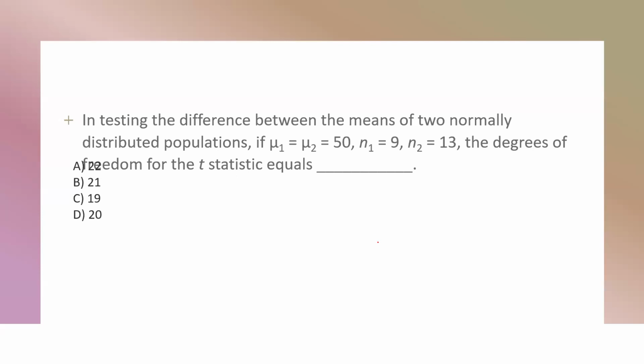In testing the difference between the means of two normally distributed populations, the average is 50. Sample size number 1 is 9. Sample size number 2 is 13. What's the degree of freedom? So the degree of freedom is sample size number 1 minus 1, which is 8. And sample size number 2 minus 1 is 12. So the summation of them is 20.